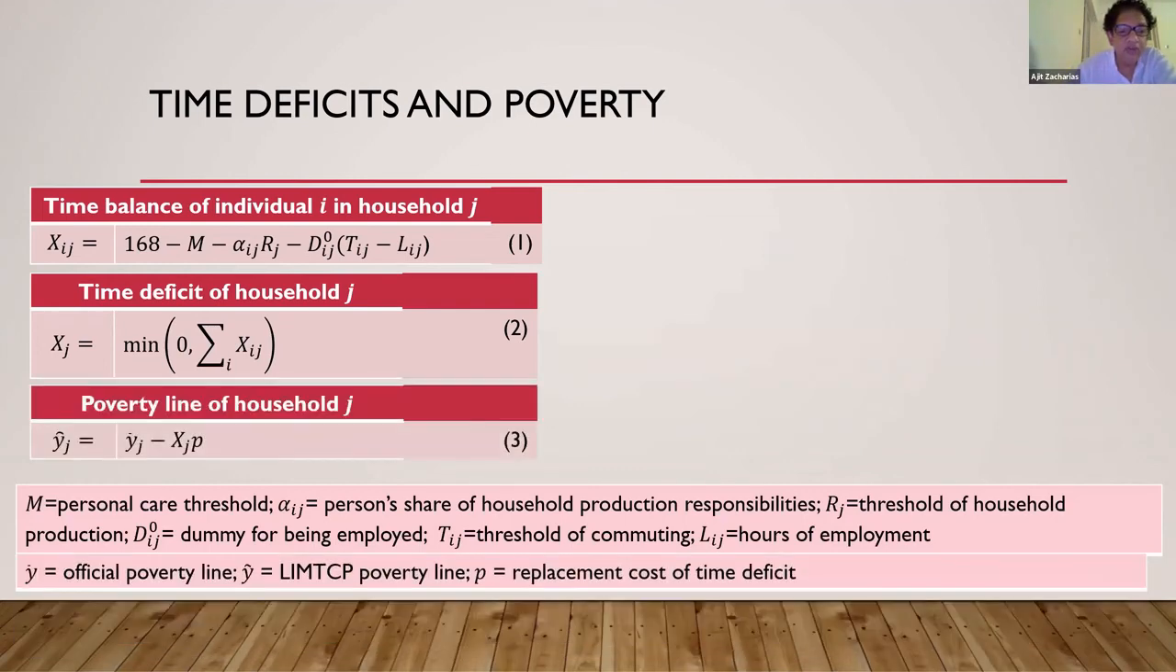Now, what does this mean for the income or the consumption poverty of the household? Well, for that, we have the last equation, which shows the poverty line of the household. So what we are doing here is to ask what would be the poverty line if the household had to meet also the amount of expenditures that would be required to buy off their time deficits.